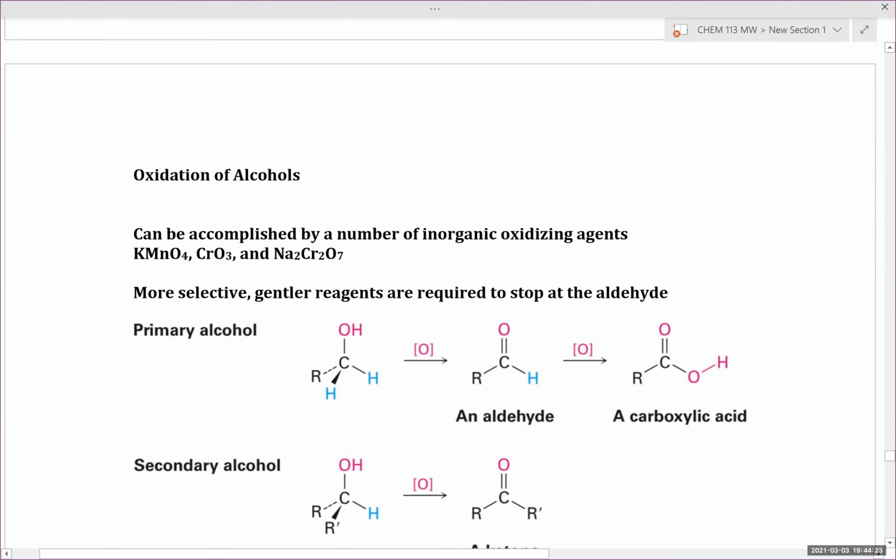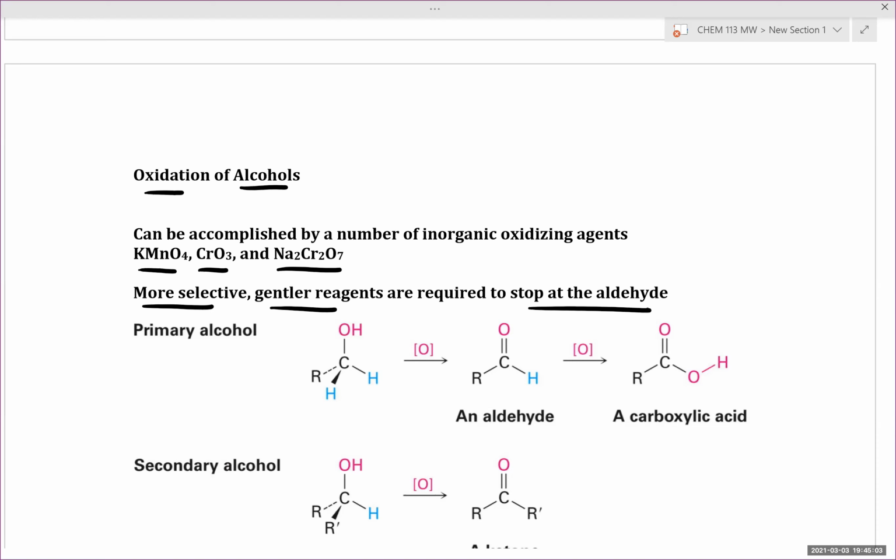Okay, so what we're going to talk about next are methods to generate ketones, carboxylic acids, and other oxidized derivatives from alcohols. We can oxidize alcohols using a number of reagents such as permanganate, chromium trioxide, and sodium dichromate. You generally need more selective, gentler reagents to stop the oxidation at the aldehyde, though it's easier to stop an oxidation at the aldehyde versus stopping a reduction at the aldehyde stage in general.